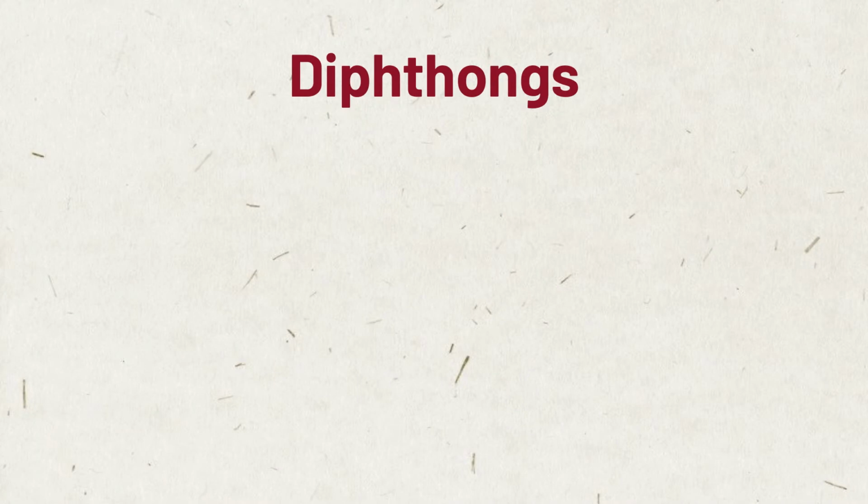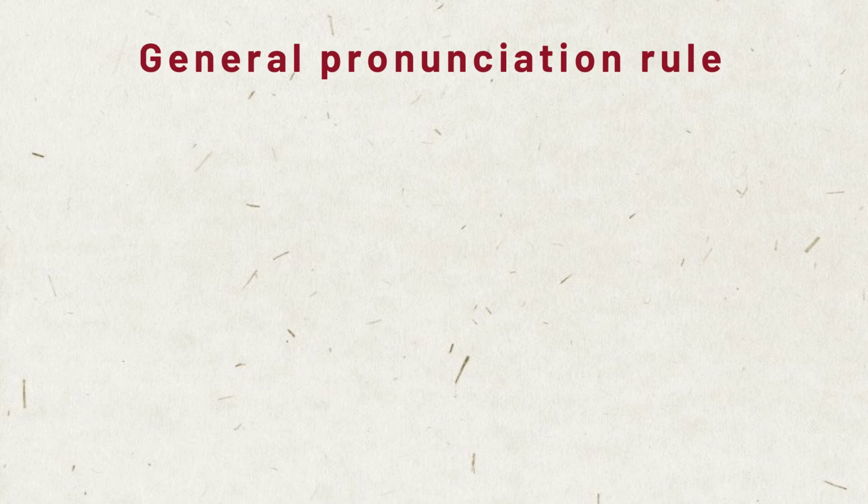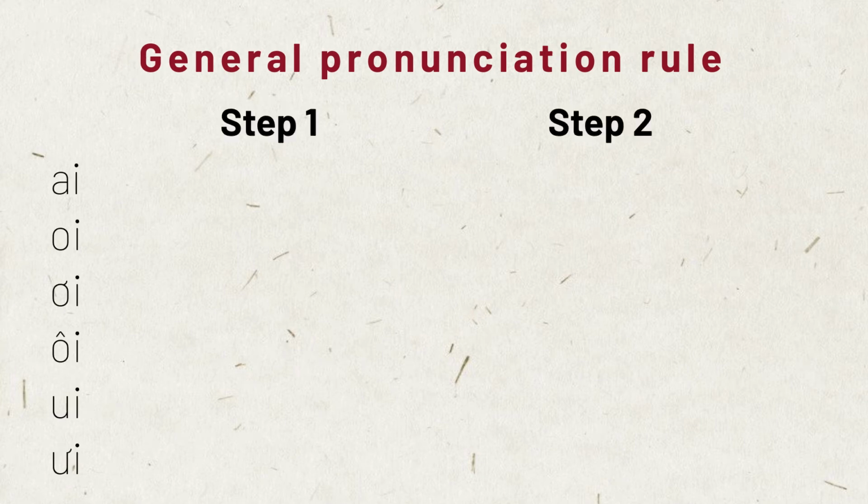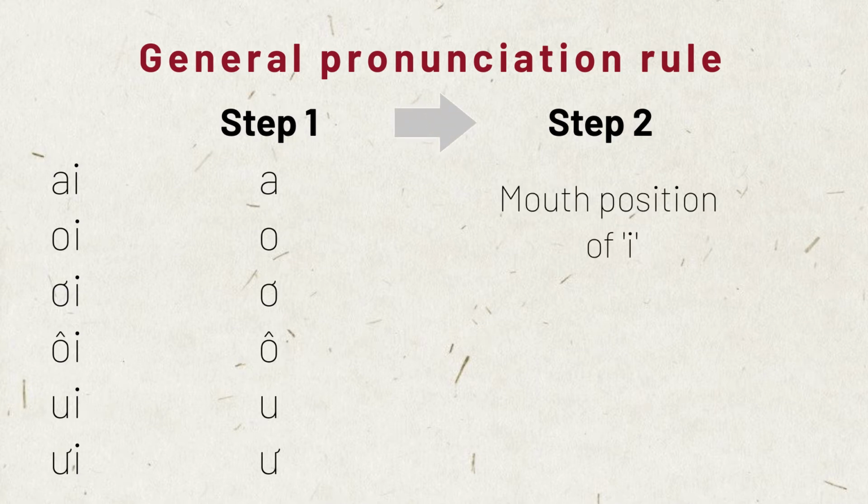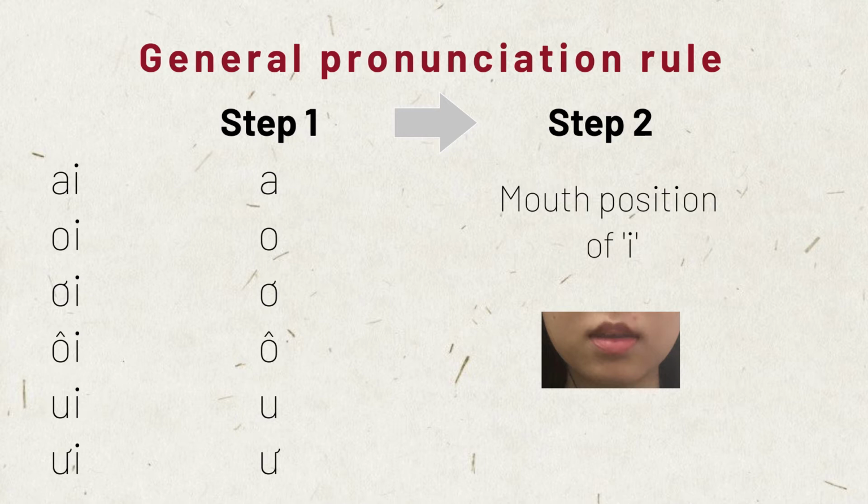Today we're gonna tackle all the diphthongs that end in I and Y. We're gonna look at the diphthongs that end in I first. They are ai, oi, ơi, ôi, ui. I'm gonna go through them one by one later, but for now, let's learn a general pronunciation rule first. To make these diphthongs, you say the first vowel and then move your mouth to the position of the vowel I, which looks like this.